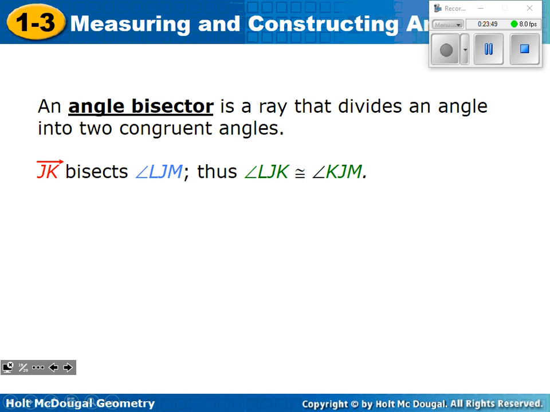Say it again. Midpoint. So a midpoint is a point that splits a line segment into two congruent parts. An angle bisector is a ray that does the same thing to an angle. It splits an angle into two congruent parts. So an angle bisector is a ray that divides an angle into two congruent angles.